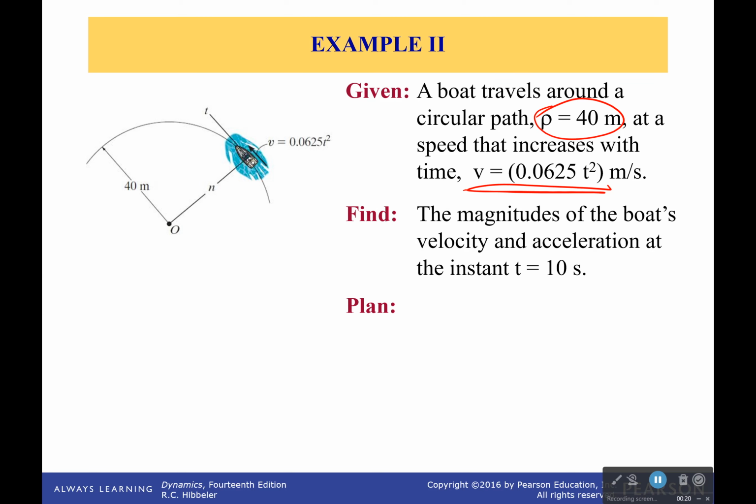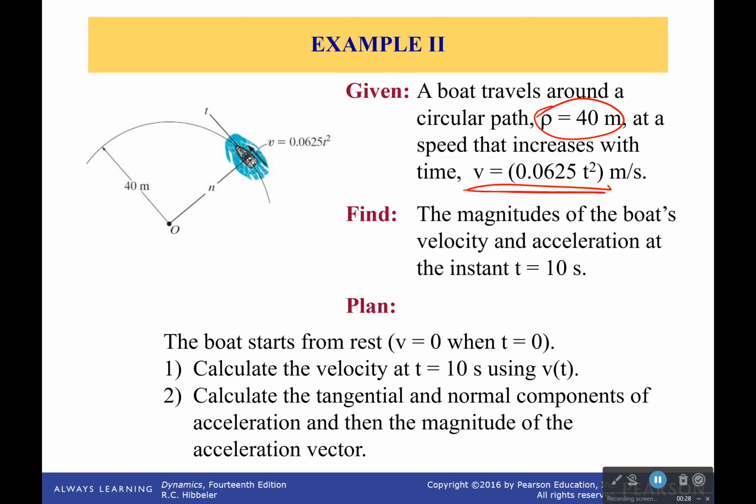Well, let's find the magnitude of the boat's velocity and acceleration at the time when t is equal to 10 seconds. How are you going to do this? Well, you've got an equation, plug a number into it. That'll give you your velocity. Then you're going to have to do some derivatives to calculate the normal and tangential components of acceleration.